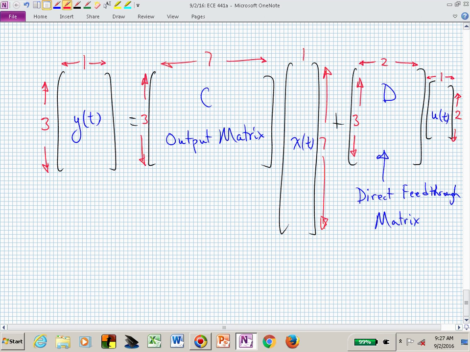And you may not be able to buy these off the shelf at Home Depot if you go and ask for a D matrix, a 3 by 2, or they usually sell 2 by 4s and 2 by 6s, 2 by 8s. Sorry.